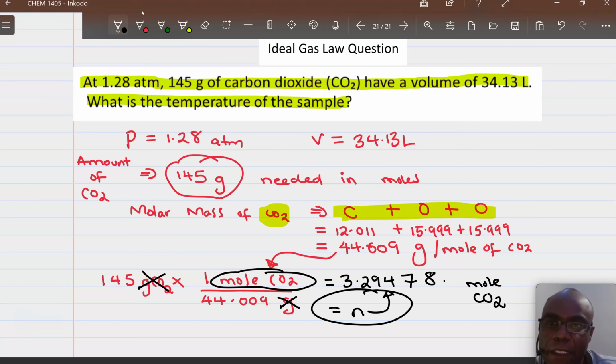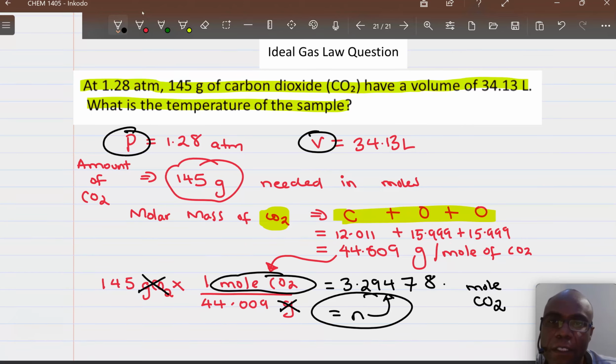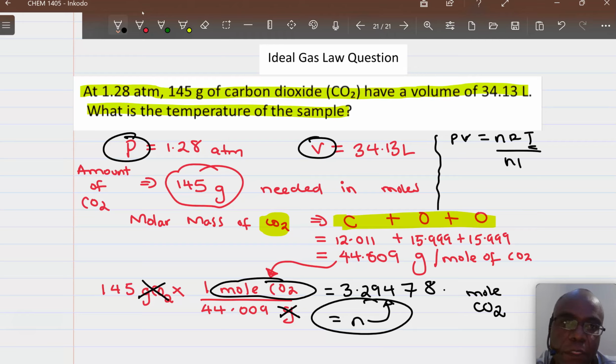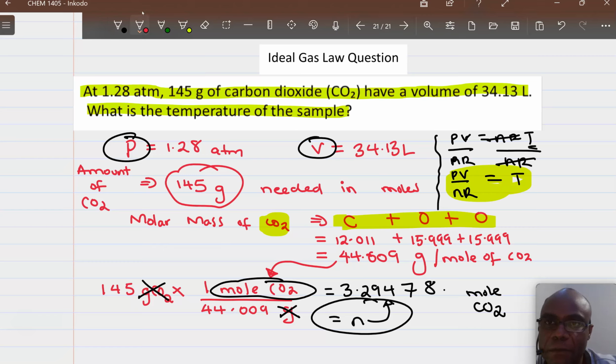So I have my N value, I have my P value and V value. So now I can find the temperature. On the side, we know that PV equals nRT in the ideal gas law. So if I need the temperature, I'll divide both sides by moles and the gas constant. That way, nR will cancel. So my T will be PV over nR. This is the expression that will help us find our answer. So our temperature is PV divided by nR.